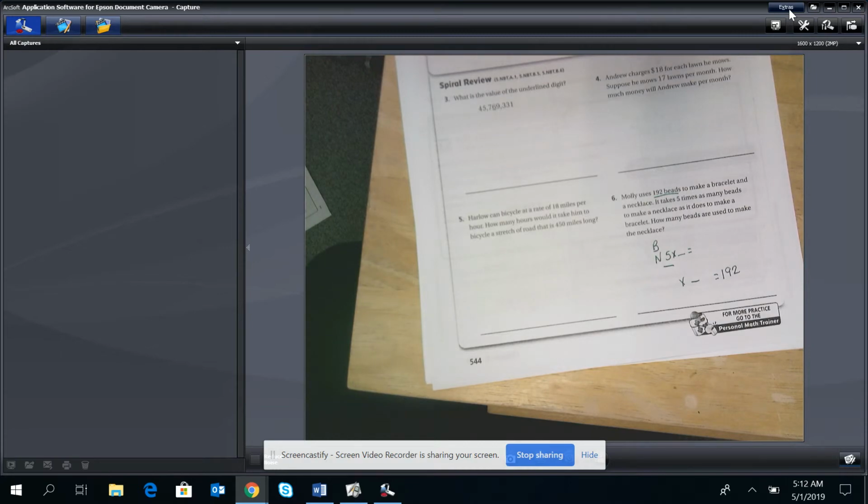All right, let's plot some origins on your coordinate grid.